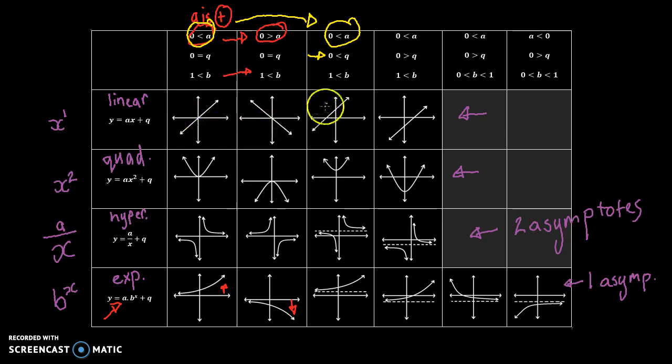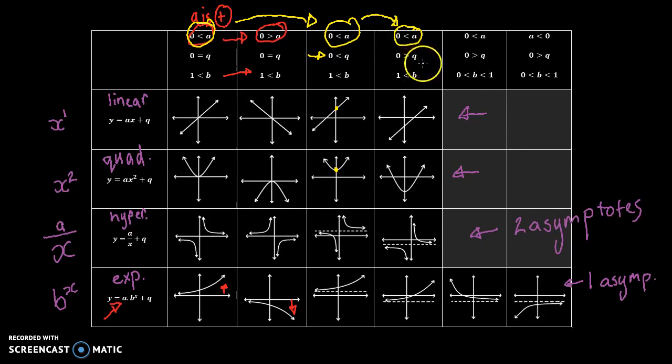We know that q in the linear function is the y-intercept. And look, over here, q is more than 0, so the y-intercept is more than 0. It's gone up. In the parabola, q is more than 0, q is the y-intercept, so it's above the x-axis. Once again, the asymptote has moved up for the hyperbola, and the asymptote has moved up for the exponential function as well.